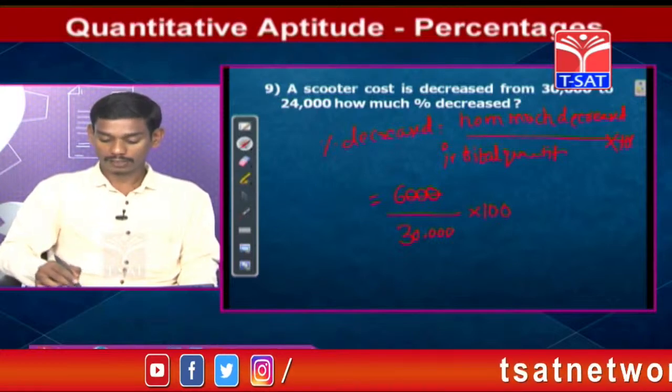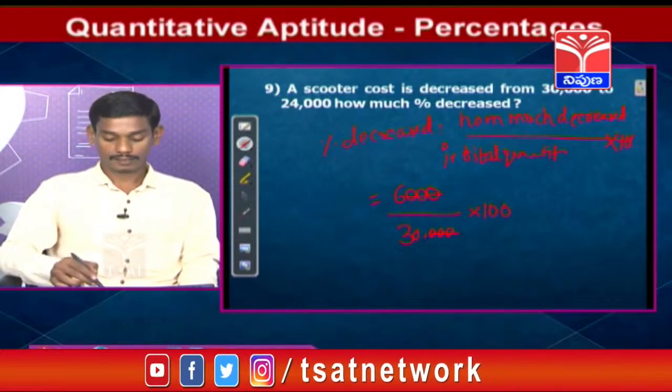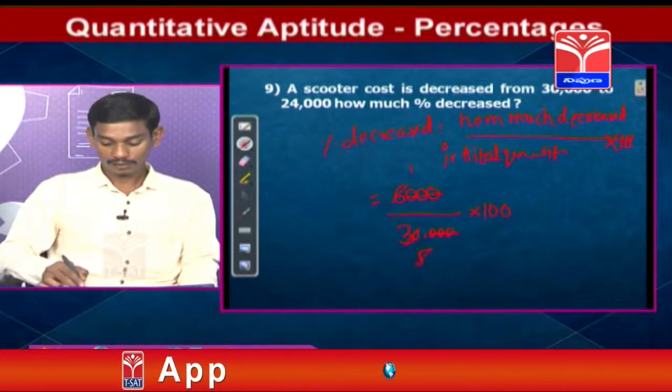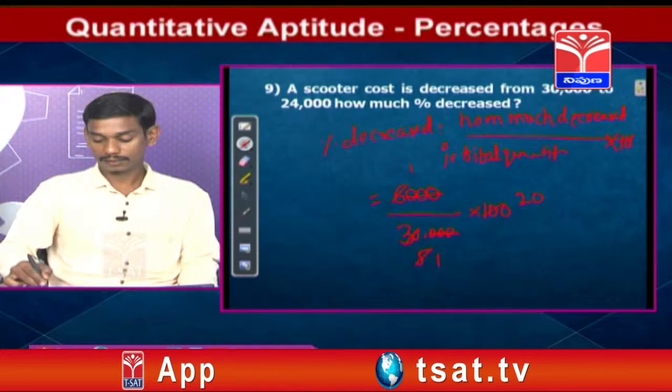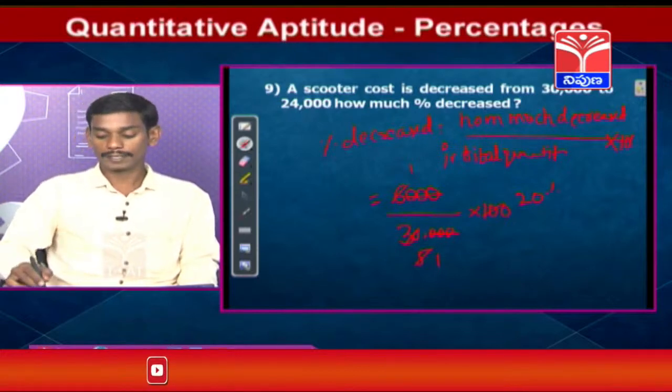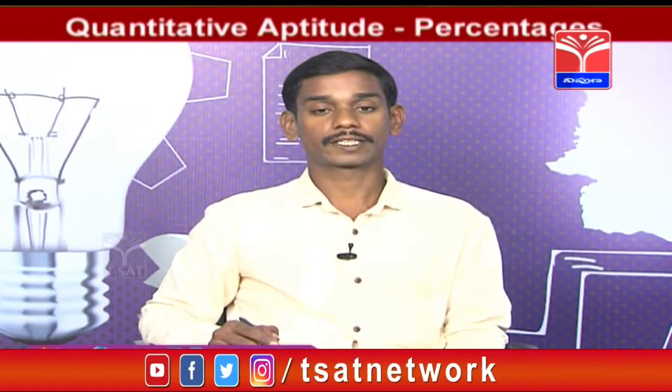into 100. So calculation is very important in every problem. So 3 zeros will cancel, 6 1 ja 6, 5 1 ja 5, 20 ja. That means how much percentage the cost of the scooter is decreased? 20%. This is our required answer. So this is our 10th problem.